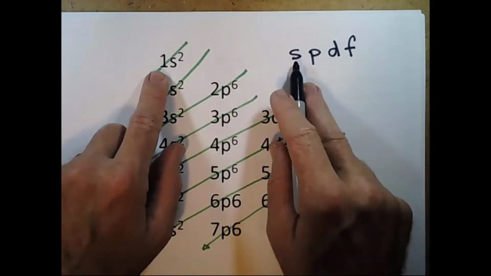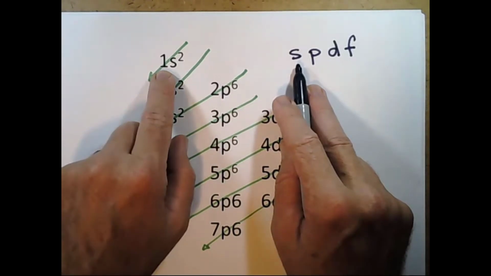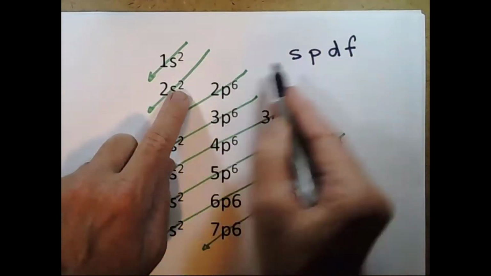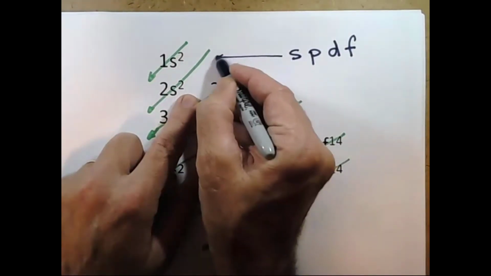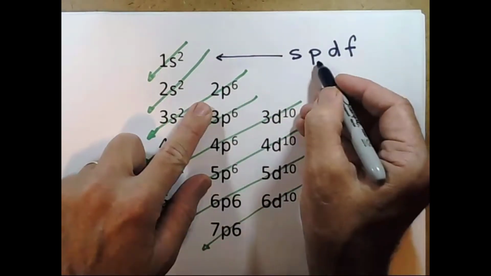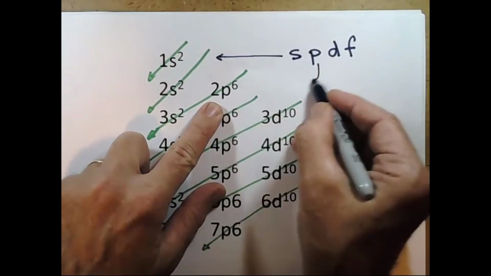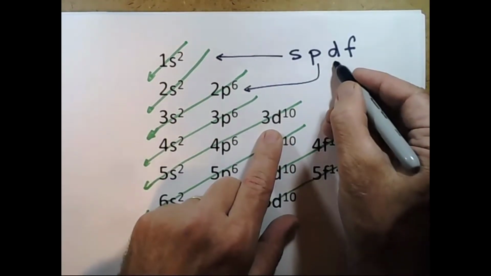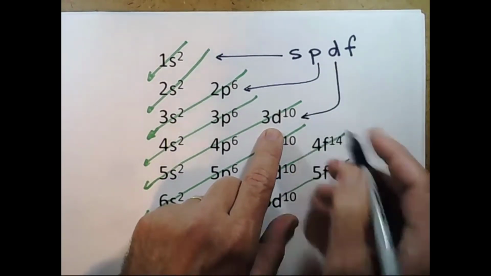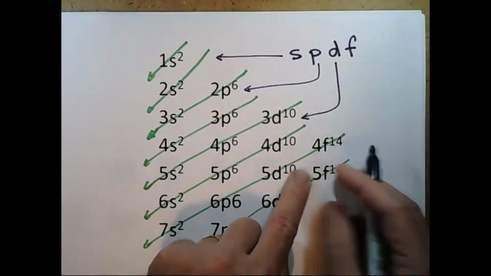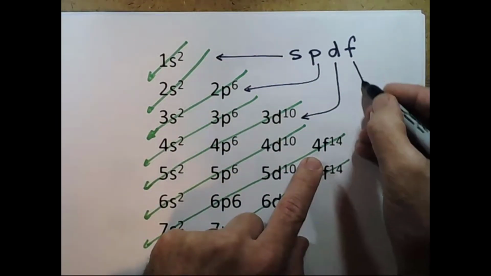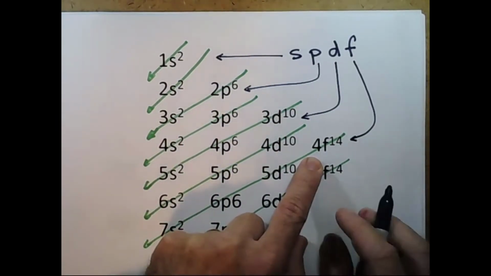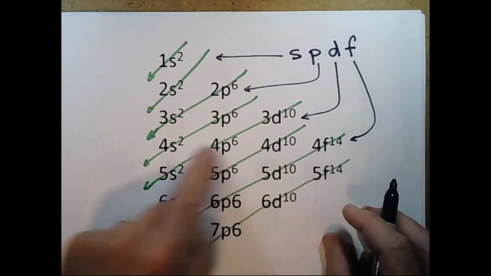Now, it turns out that the S subshell first appears in the first shell up here. The P subshell makes its first appearance in the second shell. The first time we see the D subshell is when we're in the third shell. And the first time we see the F subshell is in the fourth shell.